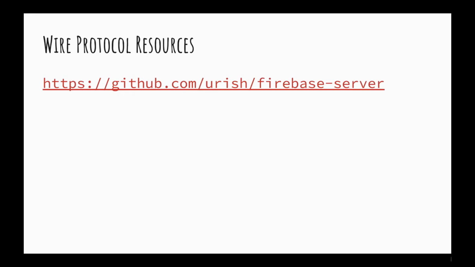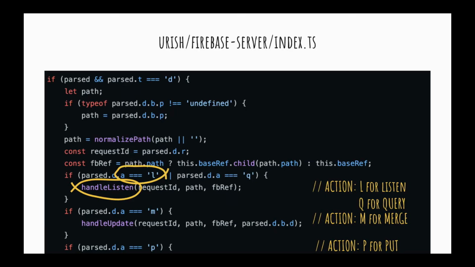There are many existing resources available that help us understand the Firebase wire protocol. One valuable resource is a previous effort by GitHub user Urish to create a third-party Firebase server for testing. As you can see, the code is fairly simple to understand. In this sample, if an incoming message has an L, the server handles a listen. A listen is something we might call a subscribe or a query in other contexts.